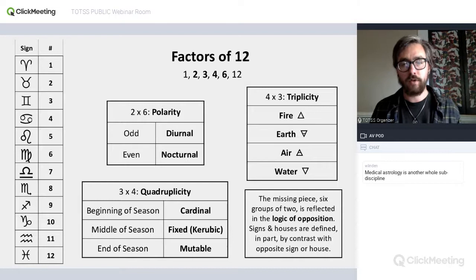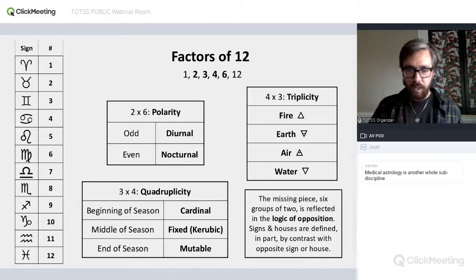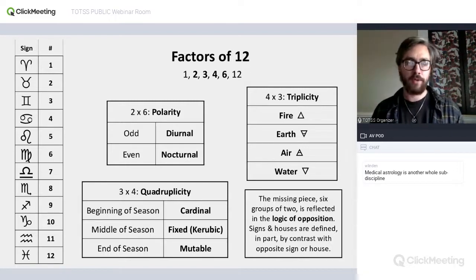Yeah, so 12, of course, is 1 times 12, but that's kind of trivial, right? Every number is itself multiplied by 1, obviously. And when we're talking about grouping the signs of the zodiac into different groups, we're not really that concerned with one group of all 12 of them. That's just the 12 signs, or 12 groups of one. That's just the individual signs. What we're concerned with here is the fact that 12 is both 2 times 6 and 3 times 4.